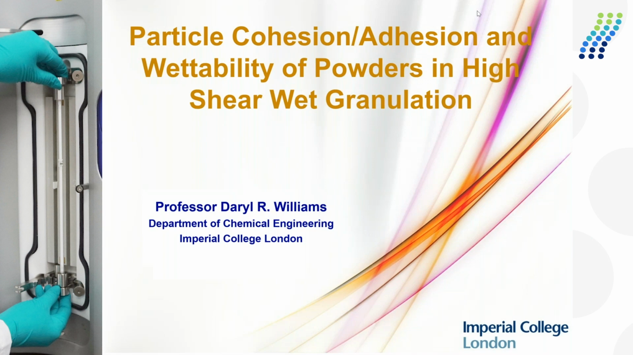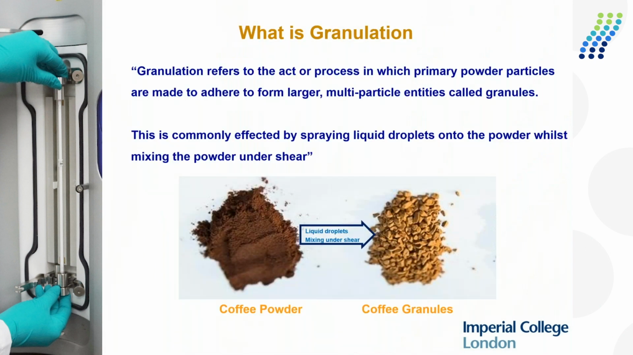Just to start by reminding you a bit about granulation, it's quite an important unit operation in manufacturing of solid state materials. It's a process by which primary particles are made to adhere to form larger multi-particle entities. We call those entities granules. This is commonly done by spraying liquid droplets onto the powder whilst mixing the powder under shear. The most common example you will have come across in your home is coffee granules. If you use instant coffee, you'll discover that instant coffee granules were originally coffee powders that have been granulated. You take the powder, you often spray some droplets on it, and by mixing those, you can form the coffee granules that we all know.